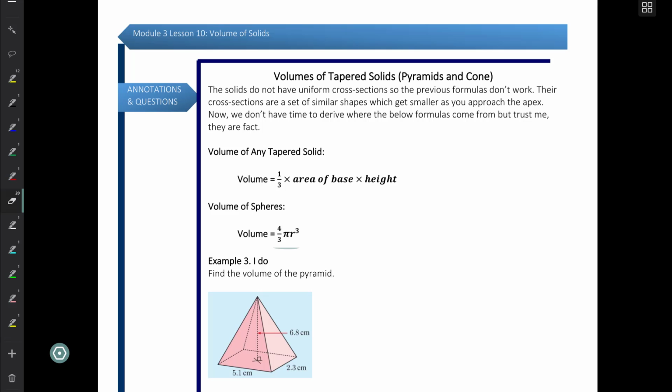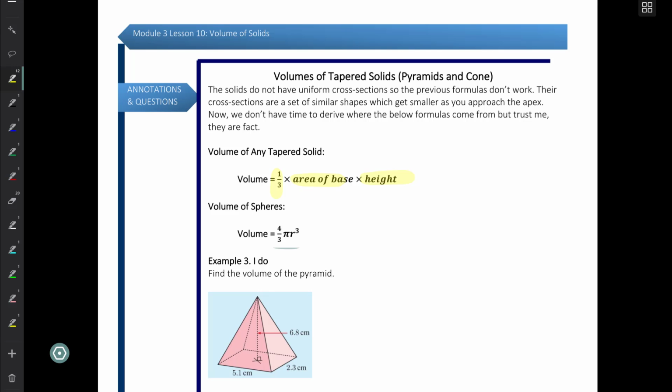We don't have time to derive these formulas below, but trust me, they are a fact. So for any tapered solid, like a pyramid or a cone, you can find it as 1/3 of the area of the base times its height. So now we don't think about it as cross-section because we need the biggest possible cross-section, and the biggest possible cross-section is going to be at its base.